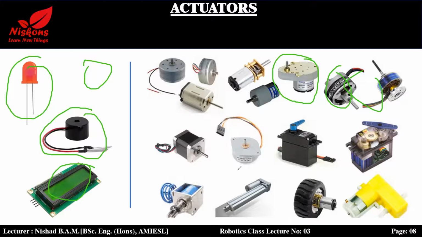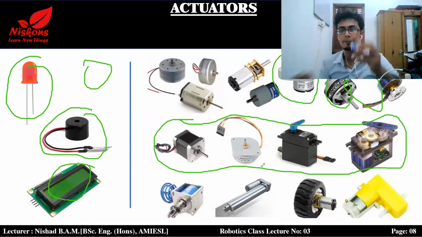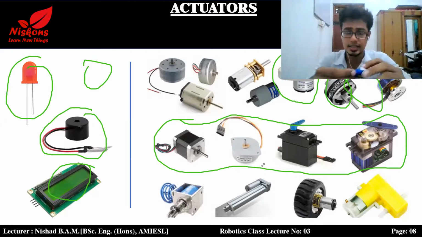Another thing: these are servo motors, right? These lines are servo motors. There is a difference between a DC motor and a servo motor. I have a servo motor here, right? So this is a servo motor.